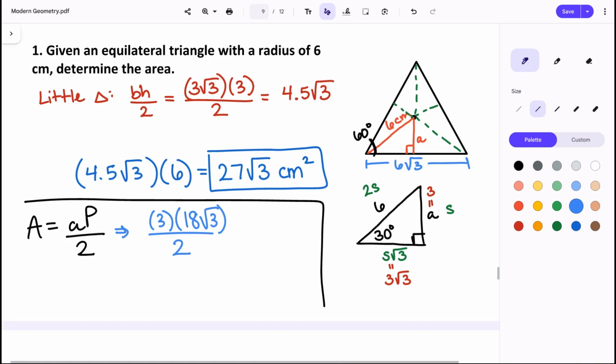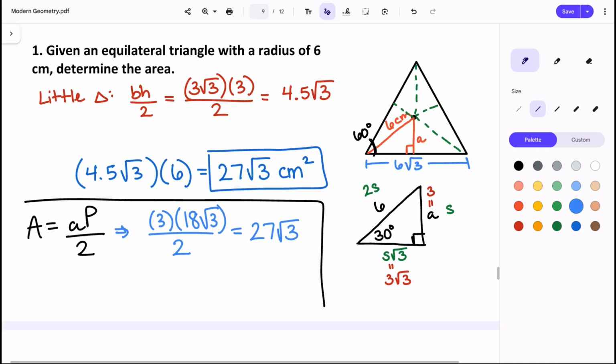And then divide by 2. 27. We get the same answer. But if you want to go this route and use the apothem and use the perimeter of the shape, you can. I think sometimes students like that a little bit better because they're not having to think about all the tiny triangles that make up their shape. But if you like to divide it into the triangles, you can continue to do that.